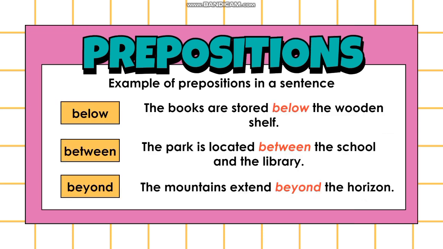Let's take a look at examples of prepositions in a sentence. The first preposition is below. The books are stored below the wooden shelf. You can see here that the location of the books is under or below the wooden shelf. The second example is the word between. The park is located between the school and the library. Now the park here is located in the middle, or between, the school and the library.